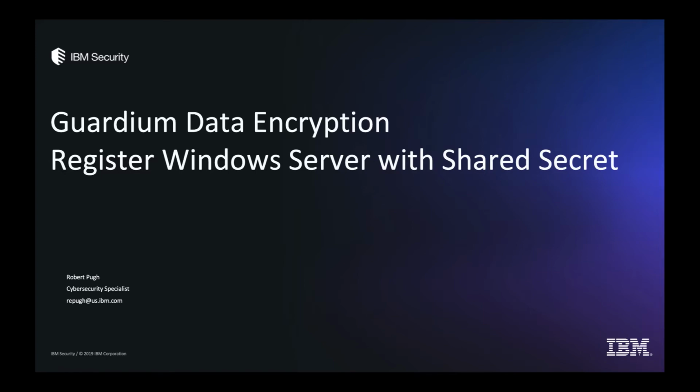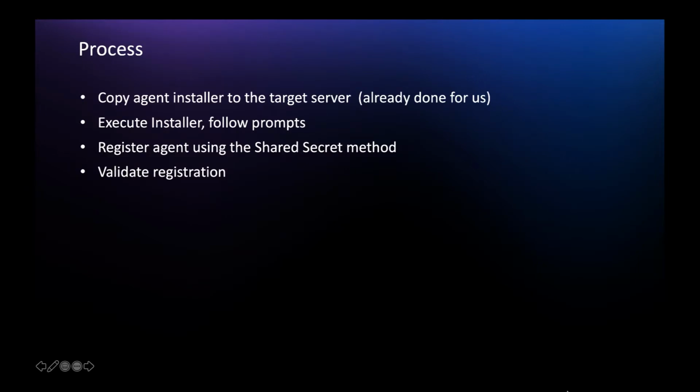Today I'm going to show you how to register a Windows server into a Guardium Data Encryption environment using the shared secret method. The general process is going to be making sure that you have the agent installer already copied to the target server, then execute the installer following the prompts, and finally register the agent using the shared secret method. Afterwards, we'll just take a quick look and make sure that everything is installed properly.